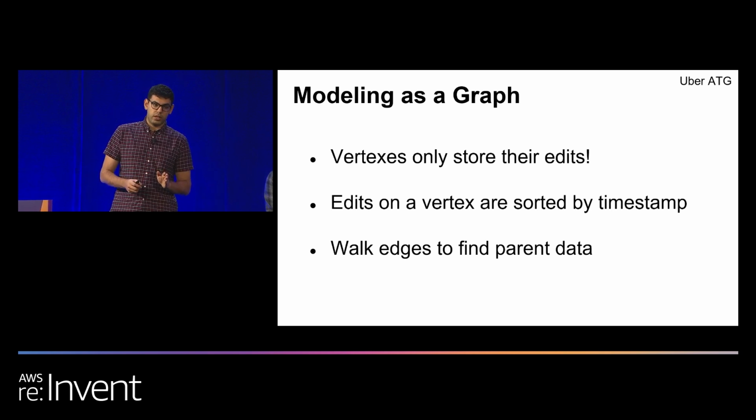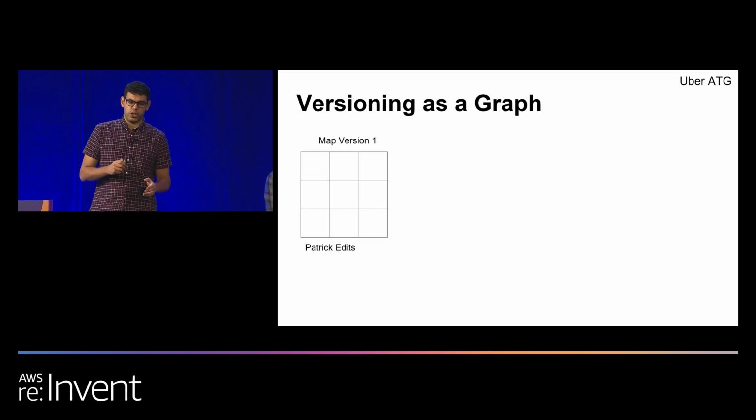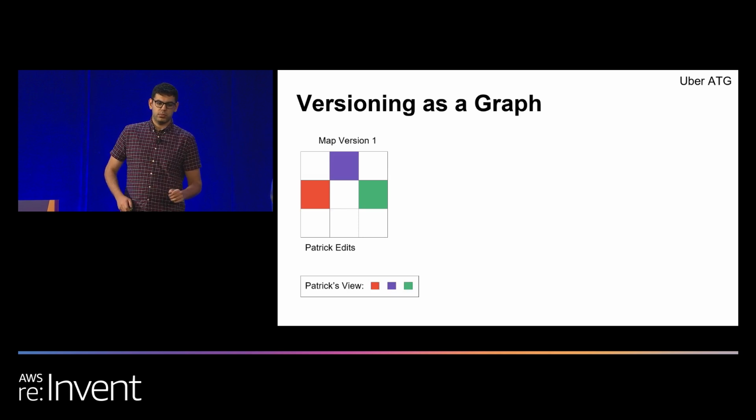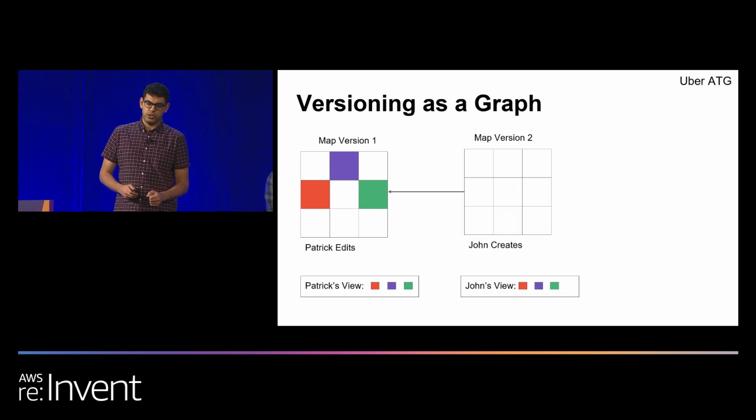And then if you want to find connections between versions, you just make a parent-tree relationship, similar to how you'd handle a Git model. Here's a little diagram to walk you guys through it. So you've built a map. Patrick's the map. Patrick makes edits. Patrick has a view of these edits when he pulls out from the database. A new map version is created by John. Now, John can walk up this relationship and see the higher version, right? Parent-child relationship, similar to Git.